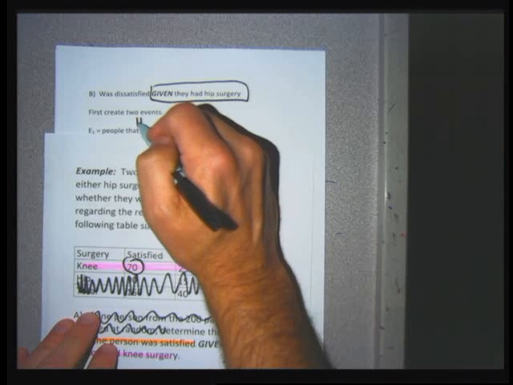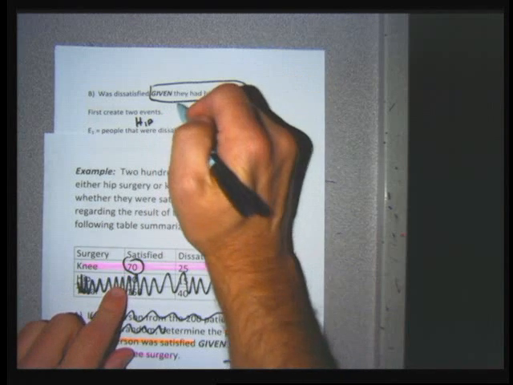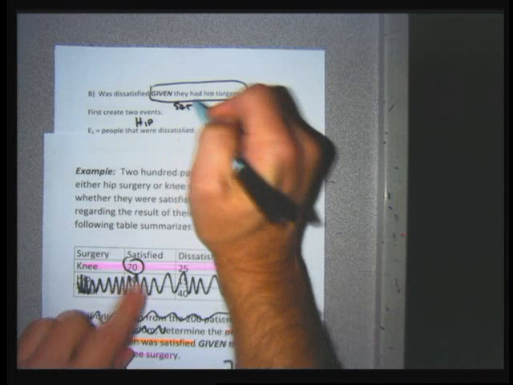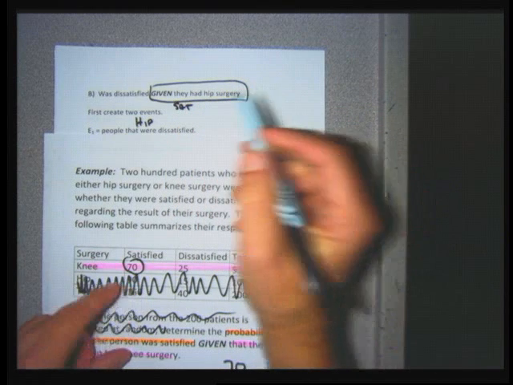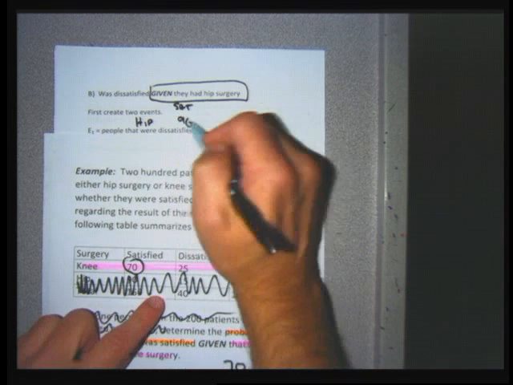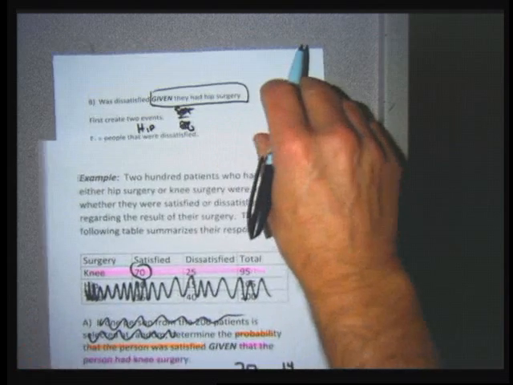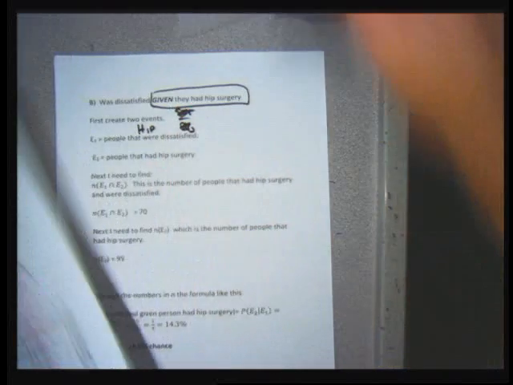And in the hip surgery row, because that's what I'm going to look at here, we have a satisfied, which were, I think that's 90. Idiot. Let me just do this on another sheet of paper.